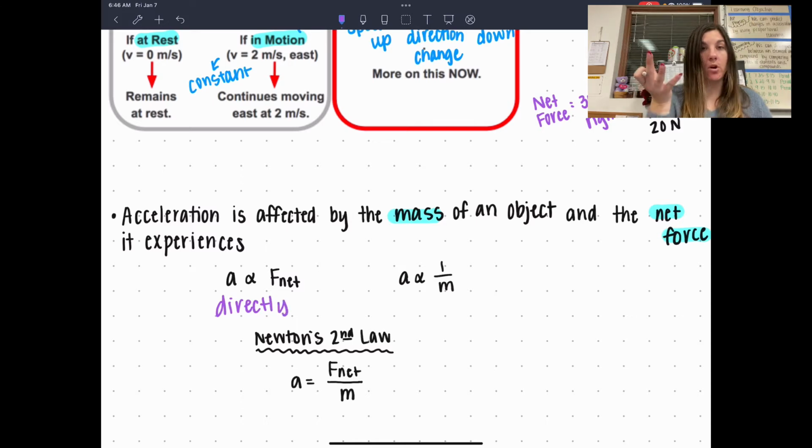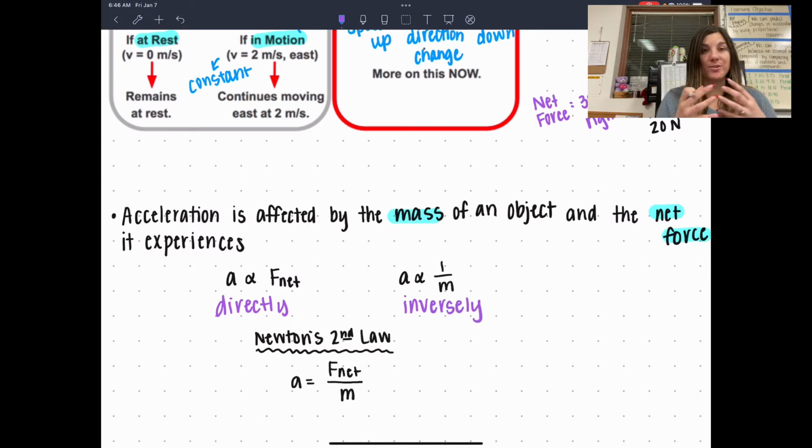Now, when mass was altered, if we took our object and we doubled the mass, we saw that the acceleration was affected, but not in the same way. Our acceleration decreased by that factor. So if I doubled the mass of my object, my acceleration was cut in half, or in other words, it was divided by 2. So my acceleration and mass are inversely proportional.